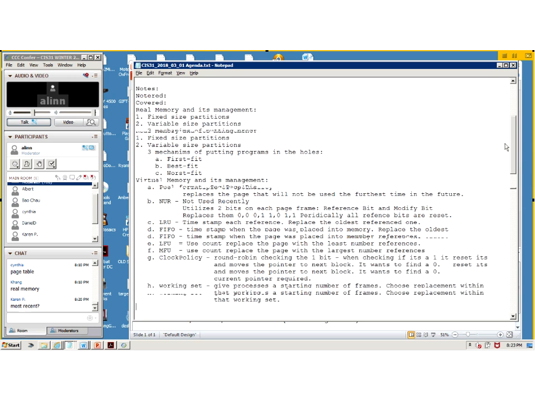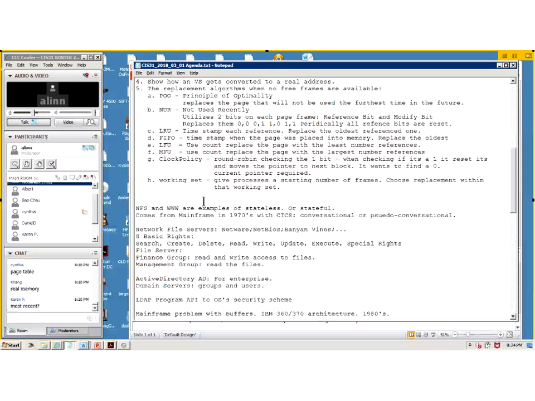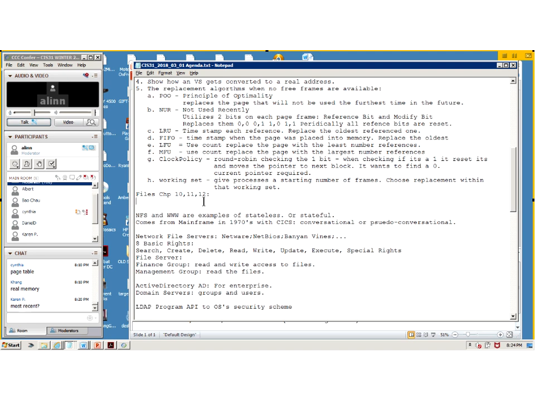Well, does that include this? No, that doesn't. This part was only, I think, worth about 5 points. Okay. So the next thing we looked at was files, and these were chapters 10, 11, 12. So file system organization.